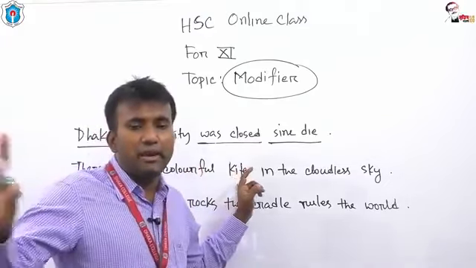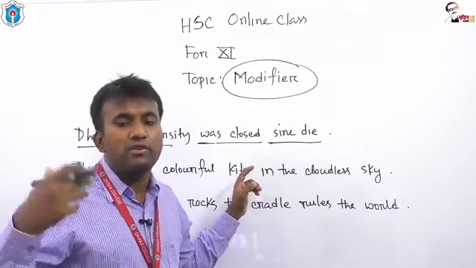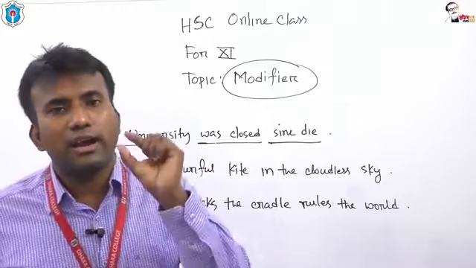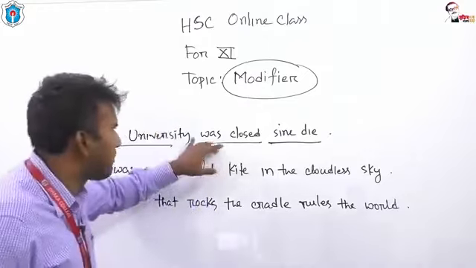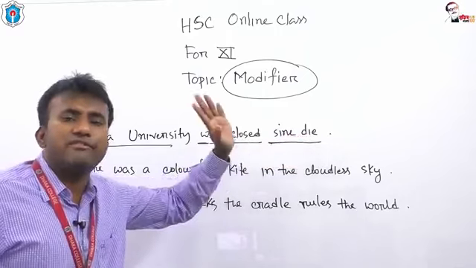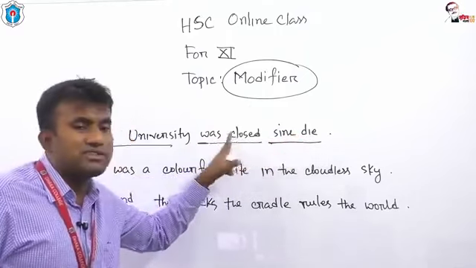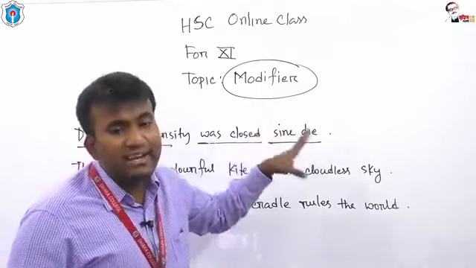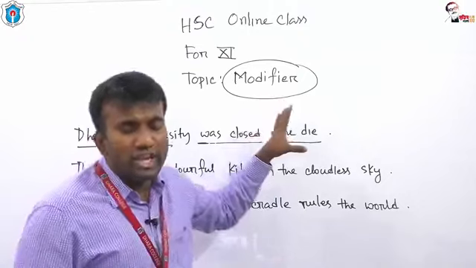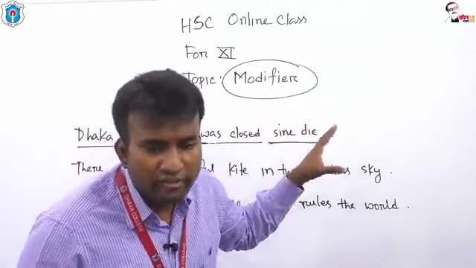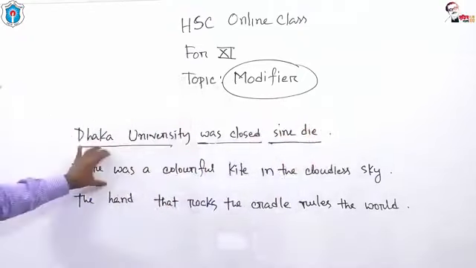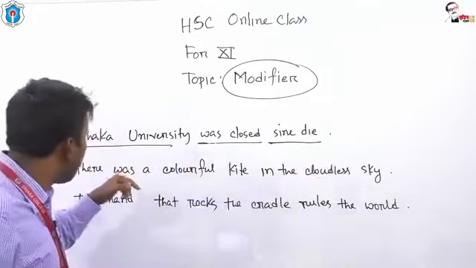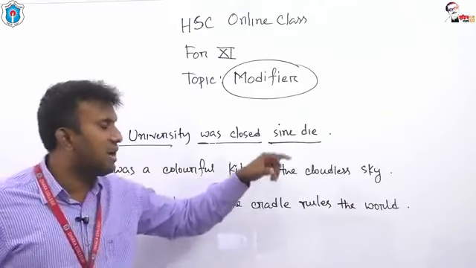I haven't given you the definition of modifier, but I'd like to take another 5 or 6 minutes to talk about modifier. Then I will give you a clear definition of modifier. Dear students, the first one, sine die, is a phrase, and this phrase modifies was closed. That's why I can say sine die is an adverbial phrase. As sine die modifies something, we can call it a modifier. Look at the second sentence: There was a colorful kite in the cloudless sky.